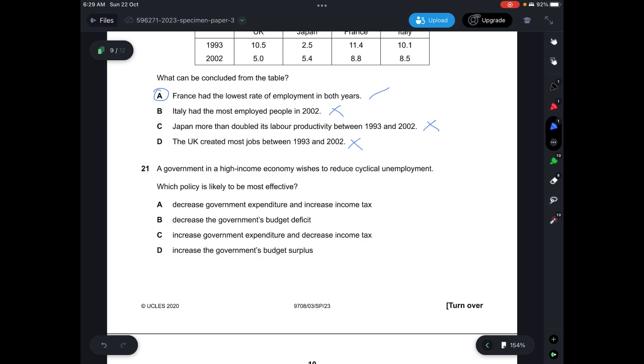So if it's A, it says decrease government expenditure. This one is incorrect because cyclical unemployment is basically unemployment caused by a decrease in aggregate demand. And B, it says decrease the government's budget deficit. This one also means decrease expenditure. Actually, decrease budget deficit and increase budget surplus is almost the same thing. So all 3 of these could be ruled out. So the answer here will be C.